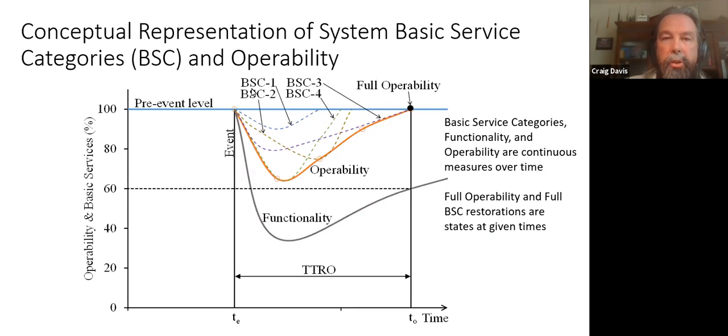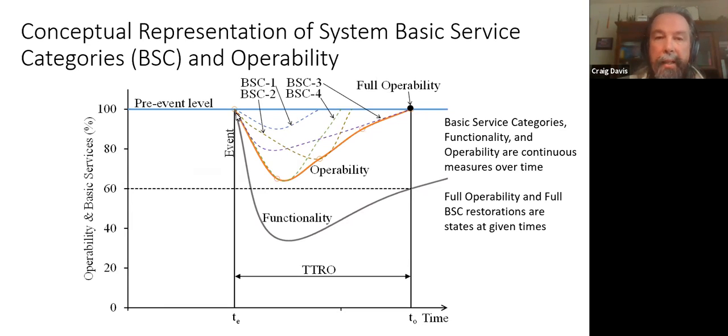But then I'm showing also 4 basic service categories. So think of this as the water system of the 4 basic service categories that I defined. So let's think, for example, BSC might be water delivery, right? So we lose a certain amount of customers with delivery, and then eventually they get restored with delivery. Water quality, the same, water quantity, and fire protection. So BSC 1 through 4 would be identified by these dashed lines.